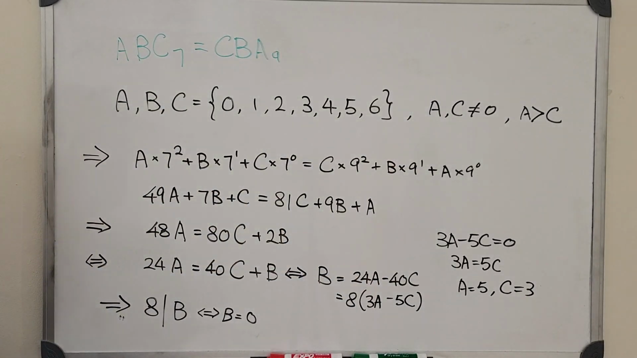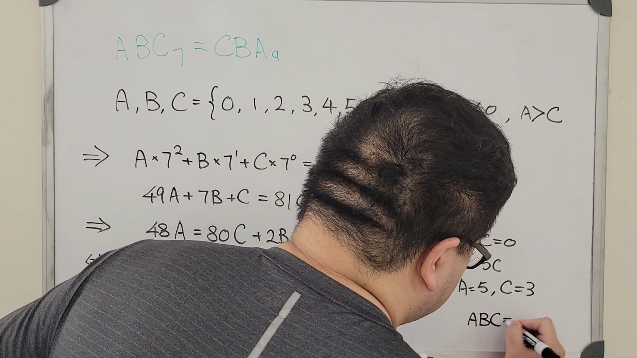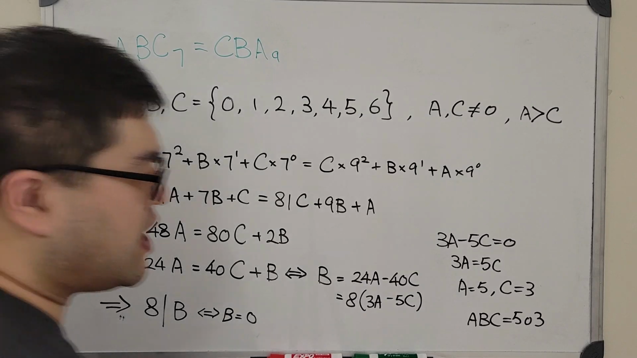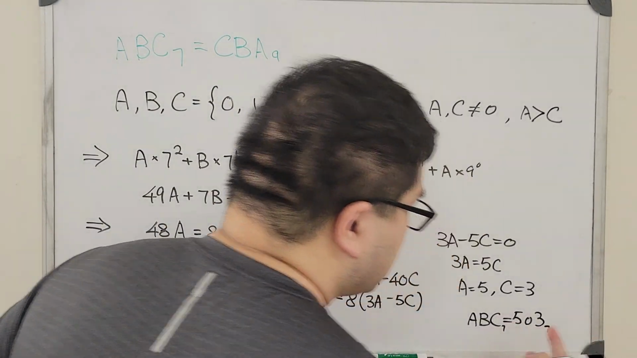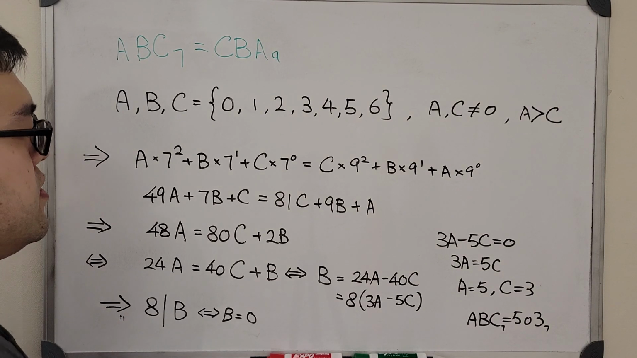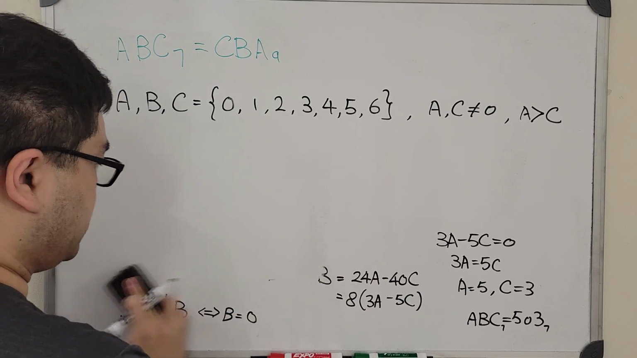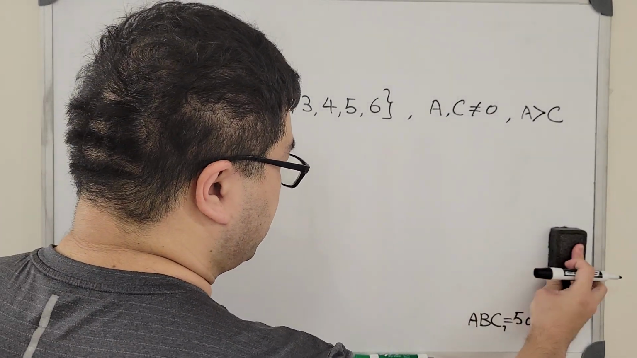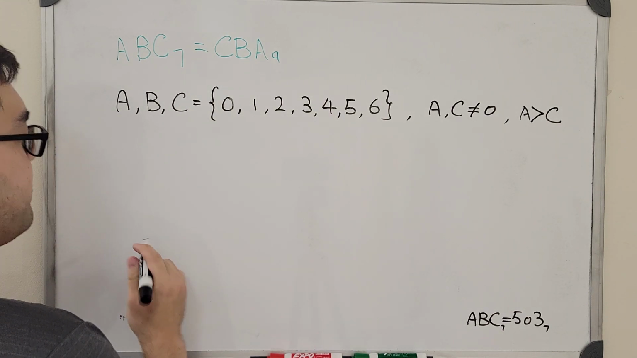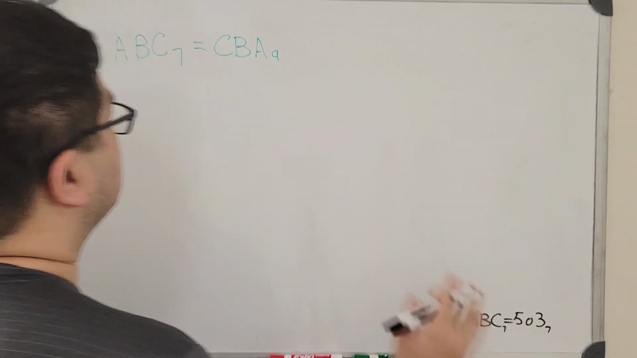So what is the final answer? The final answer is 503 in base 7. And that is the 3-digit number that we want to find. So now we're going to verify it. As we claim the answer is 503 in base 7, we need to double check whether it is true.